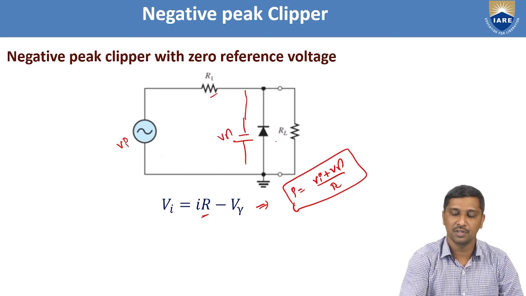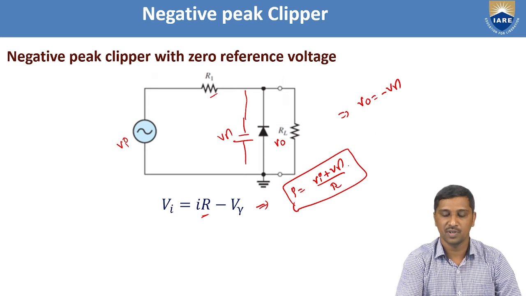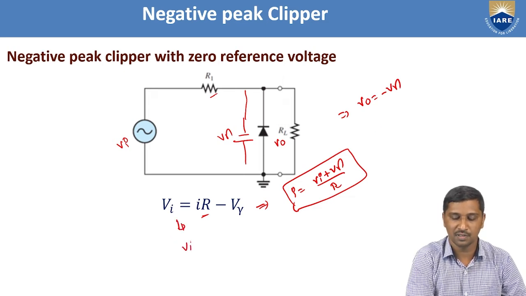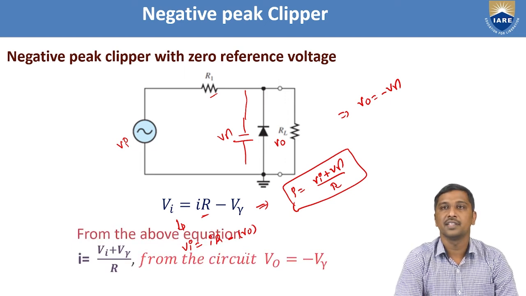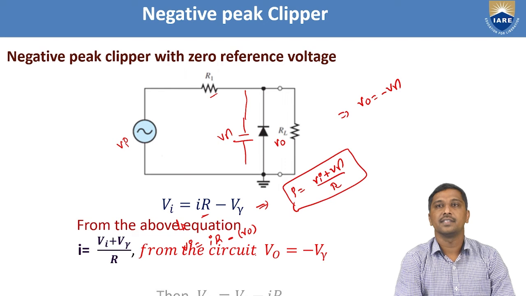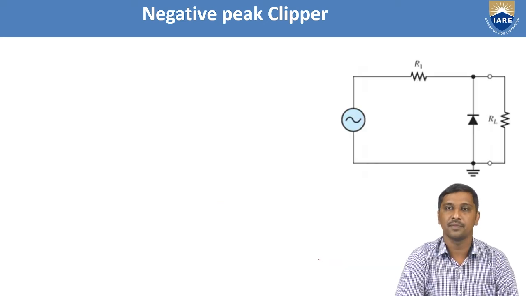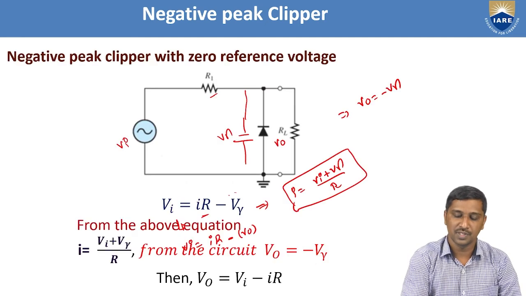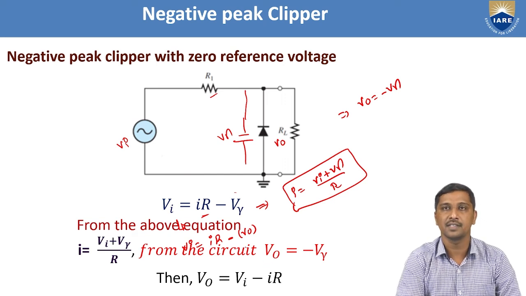Again, from this circuit, the output voltage V0 is represented as minus V gamma. Hence, I am going to define this one. Vi is equal to I into R minus this one, which is represented as V0 here. So how to write this equation here? V0 is represented as Vi minus IR. You can substitute minus V gamma with V0. Hence, V0 is equal to Vi minus IR here.